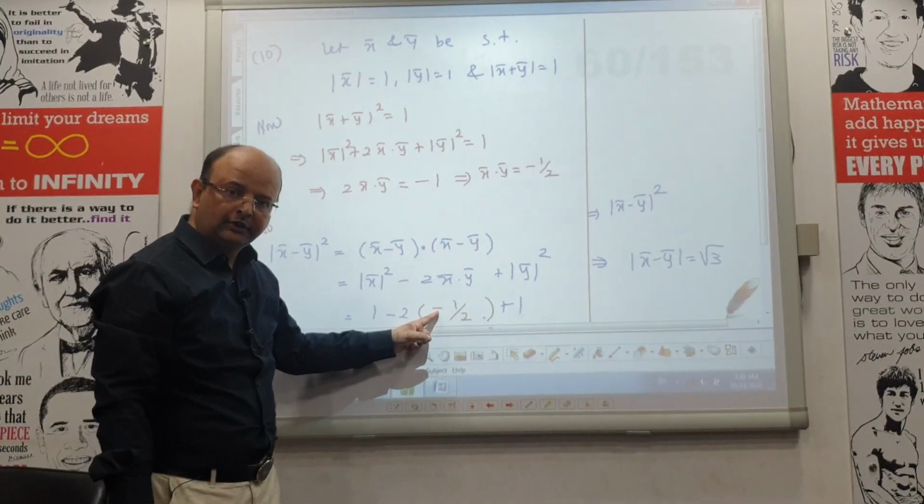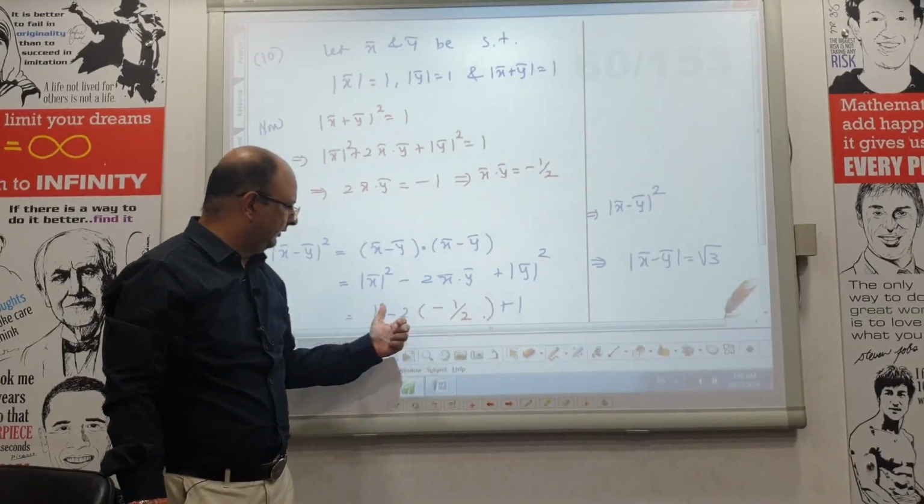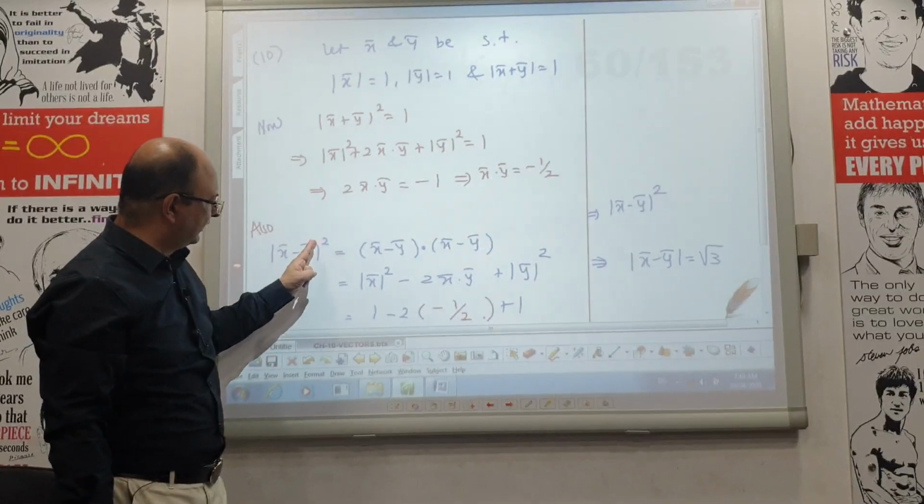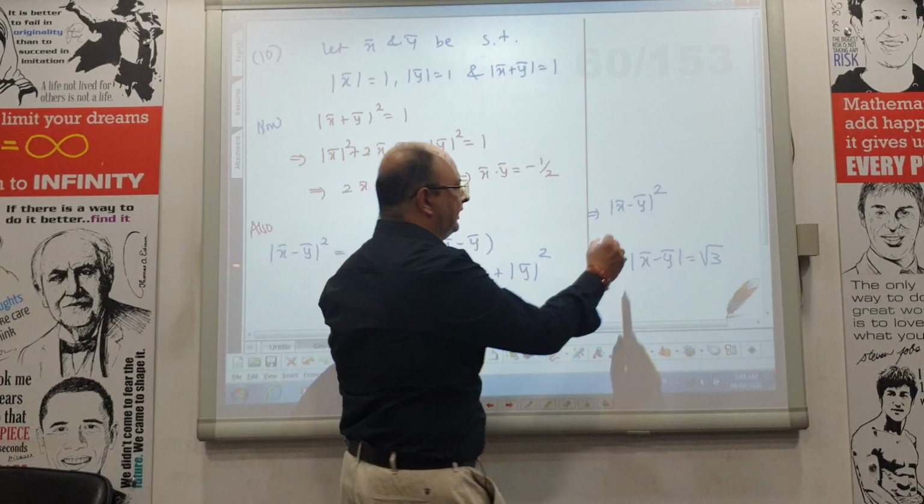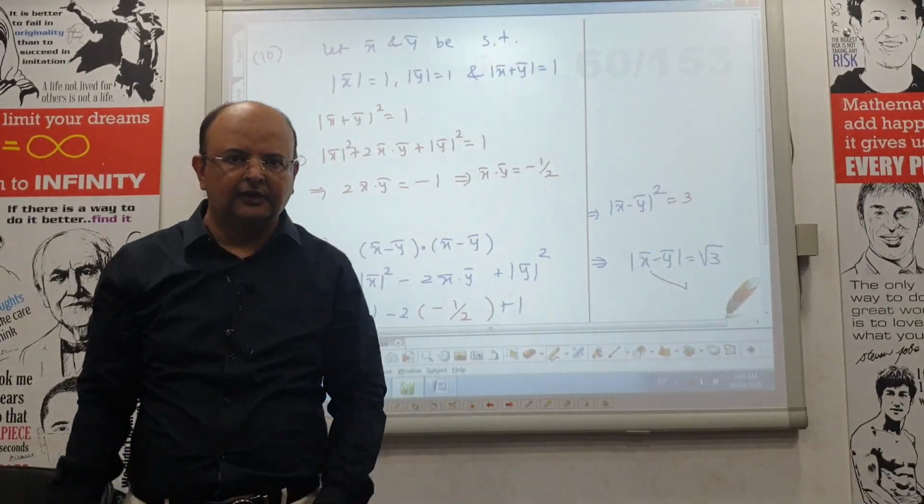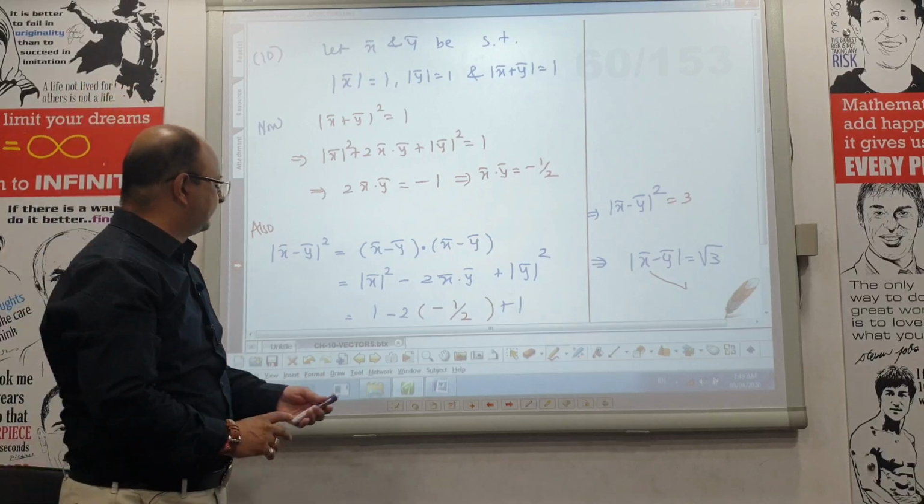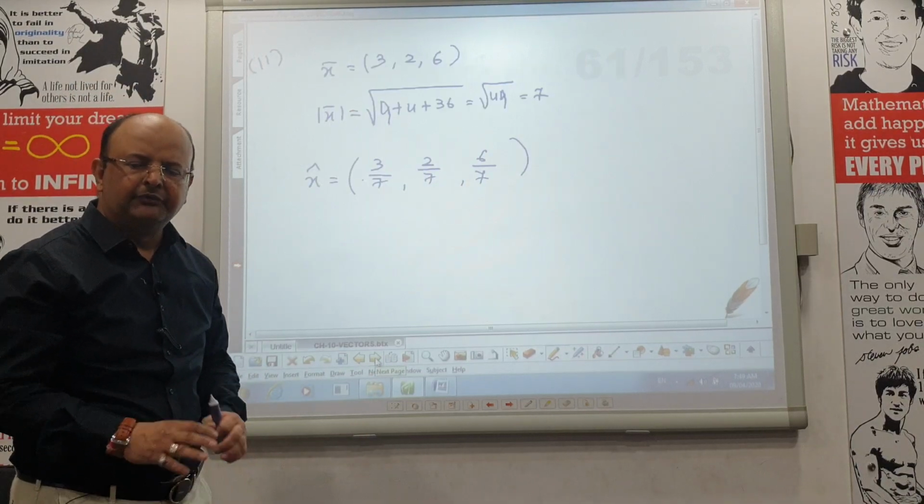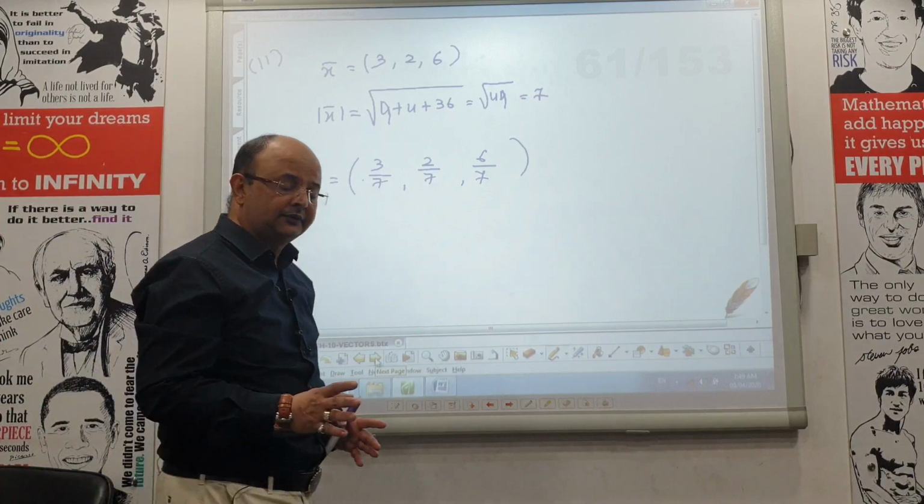Minus minus plus. 2 cancel. 1 plus 1 plus 1, that is 3. Mod x bar minus y bar the whole square is 3. I take the square root and you get the result. Easy. So this much easy vectors is, but the thing is you have to be very careful about formulas.